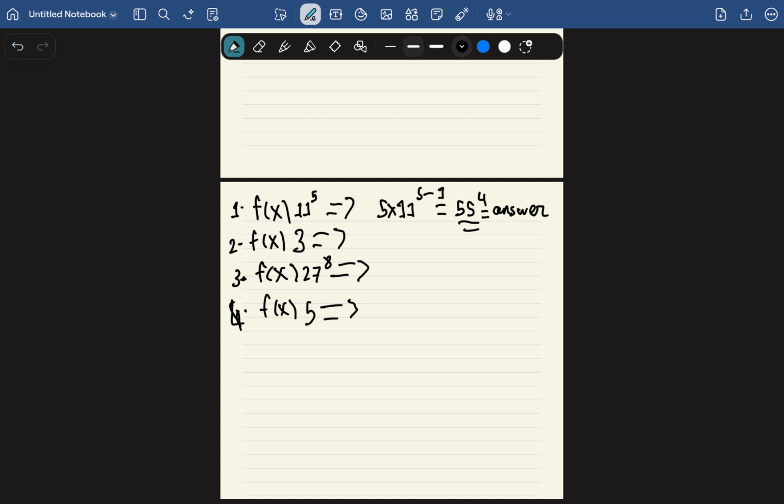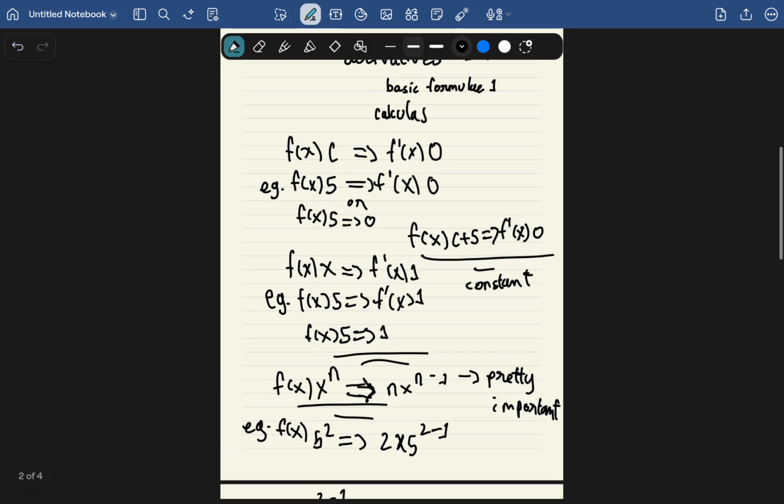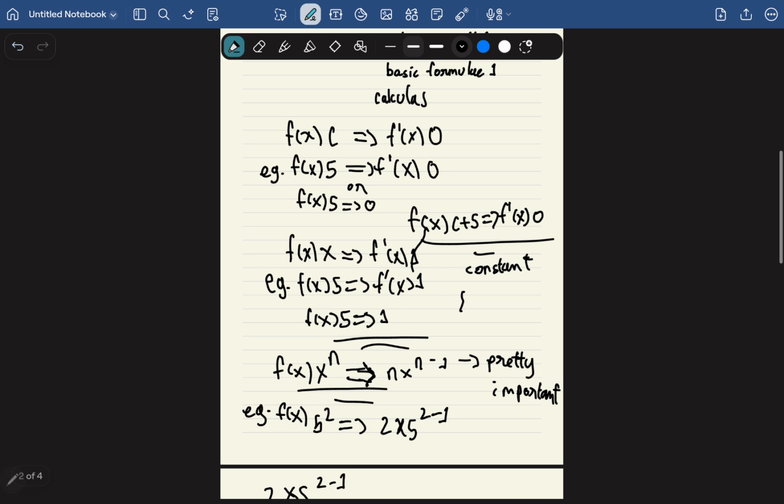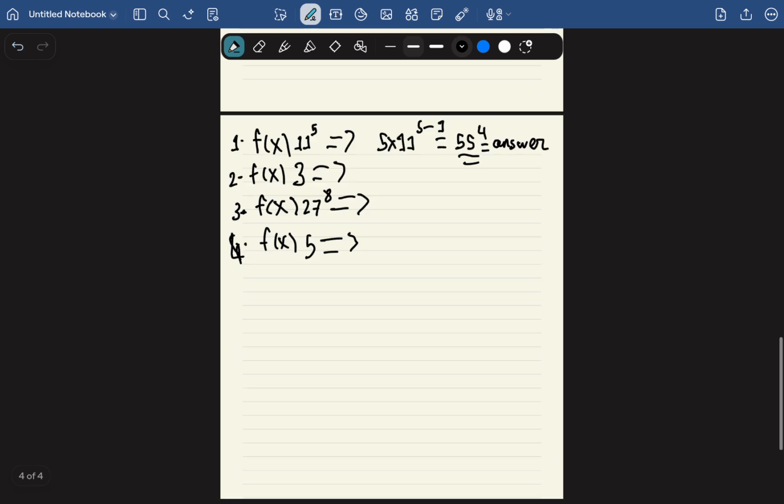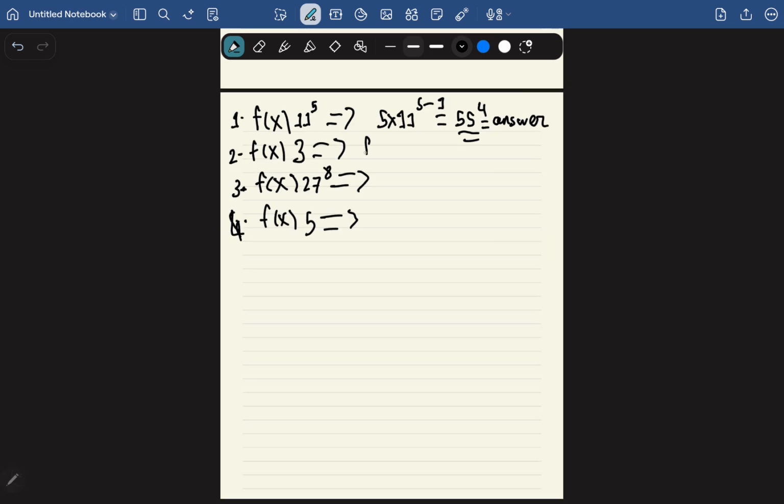I just saw it on a random fact video, but anyways, next f of x of 3, this is pretty easy because anything like this is just, if you can see it, f of x equals 1 when x equals 1. So let me show you. f of x of 3 just equals 1.